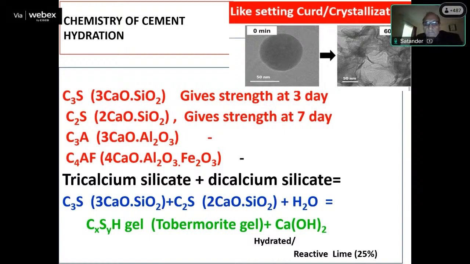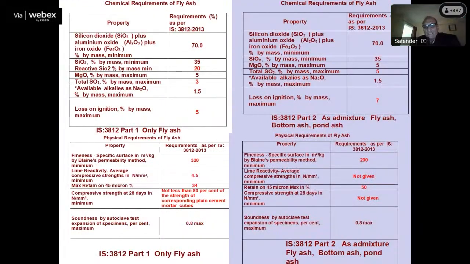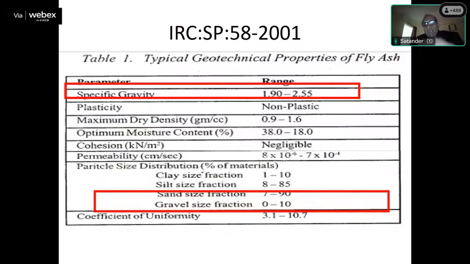If you see the next slide, coming to fly ash. There are three fly ashes in our national highway which we are using. One fly ash we use commonly as replacement of cement, IS 3812 part 1. Second, fly ash as an admixture, replacement of sand, part 2. Third fly ash is IRC SP 58, replacement of soil.